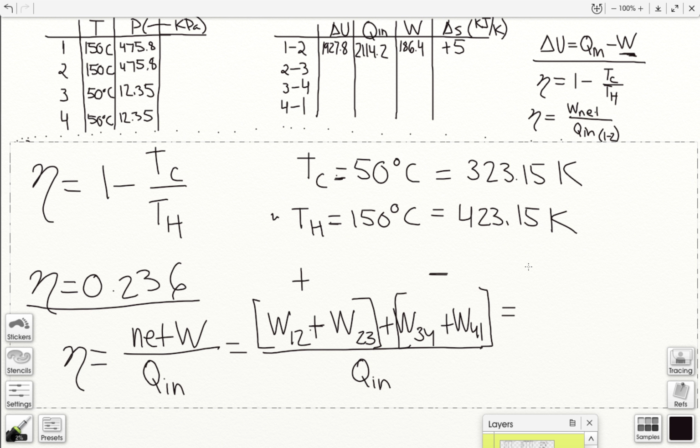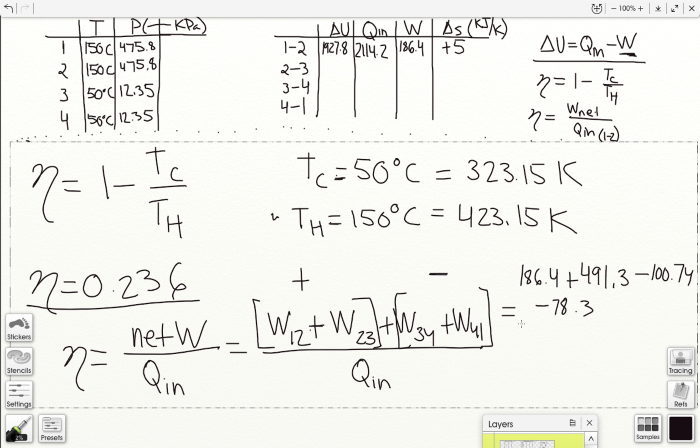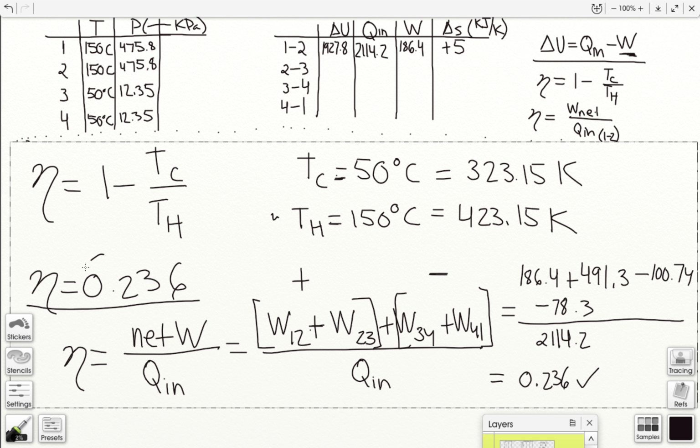So if we plug in our values, we had 186.4, this is all going to be in kilojoules, plus 491.3 minus 100.74 minus 78.3. This is all over our Q in from 1 to 2, 114.2, and if you put that all in your calculator, you will get 0.236, which matches up with this value. So ta-da!